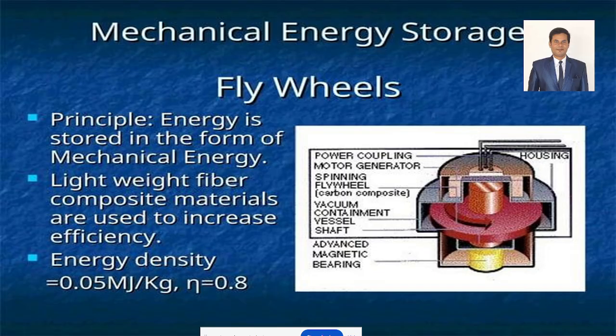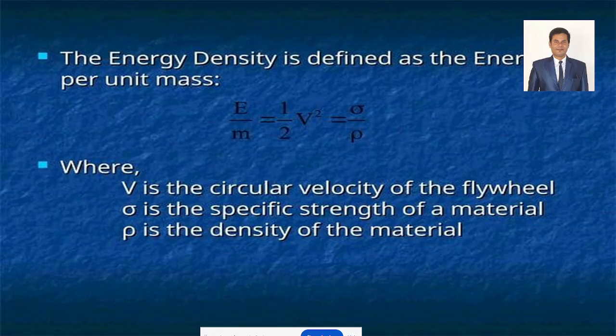And if we talk about the energy density, it is around 0.05 megajoules per kg. When you talk about efficiency, it is good in nature. The efficiency is 0.8, right? So this is energy density, which is defined as energy per unit mass, right?